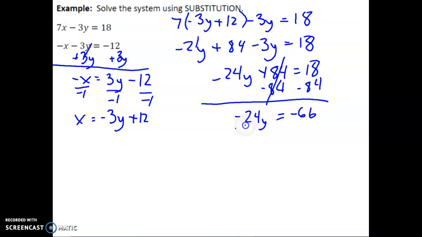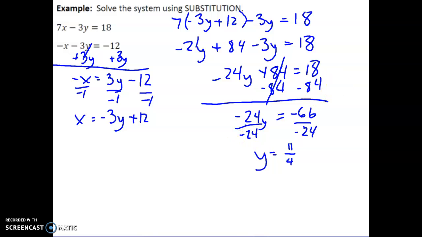I'm going to divide both sides by -24, working to get y by itself. All right, 66 divided by -24, and I want to leave my answer as a fraction. So that's going to be 11/4. Okay, I'm not going to be panicky about the fact that it's a fraction because I can work with fractions and my calculator can work with fractions, so no problem.